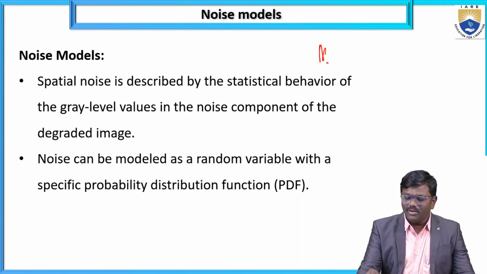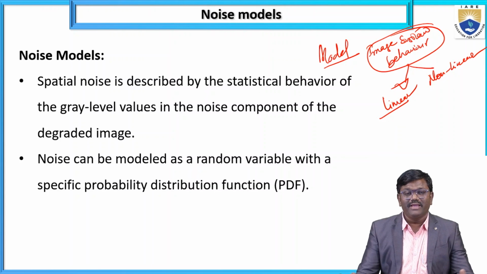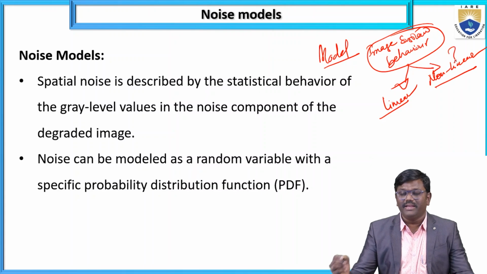What do we mean by model? A model is nothing but something which helps us define the image system, as we discussed earlier. We concentrate on image system behavior, either in terms of a linear image system process or a non-linear system process. What do we mean by linear? Which doesn't have any degradation, which needs no restoration process in terms of complexity. So we concentrate more on the non-linear process.